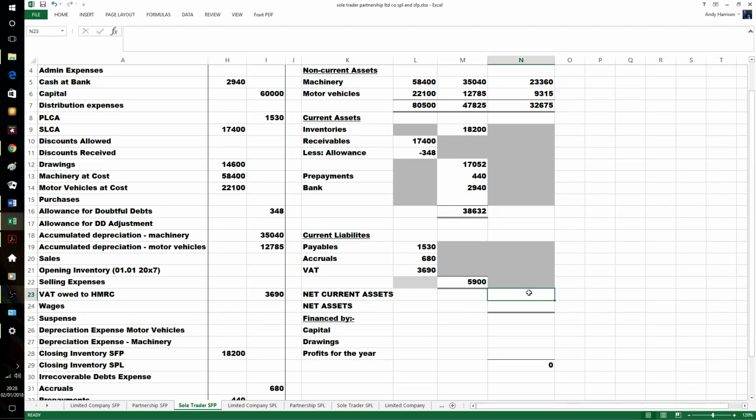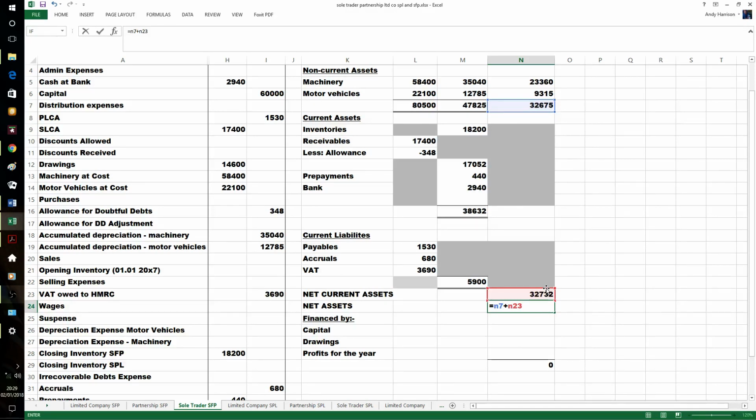So this next column, net current assets, next row, or working capital as it's sometimes known, is our current assets minus our current liabilities. So net current assets, that one minus that one, and then our net assets, we add that figure to our non-current assets. And that's our top half done.